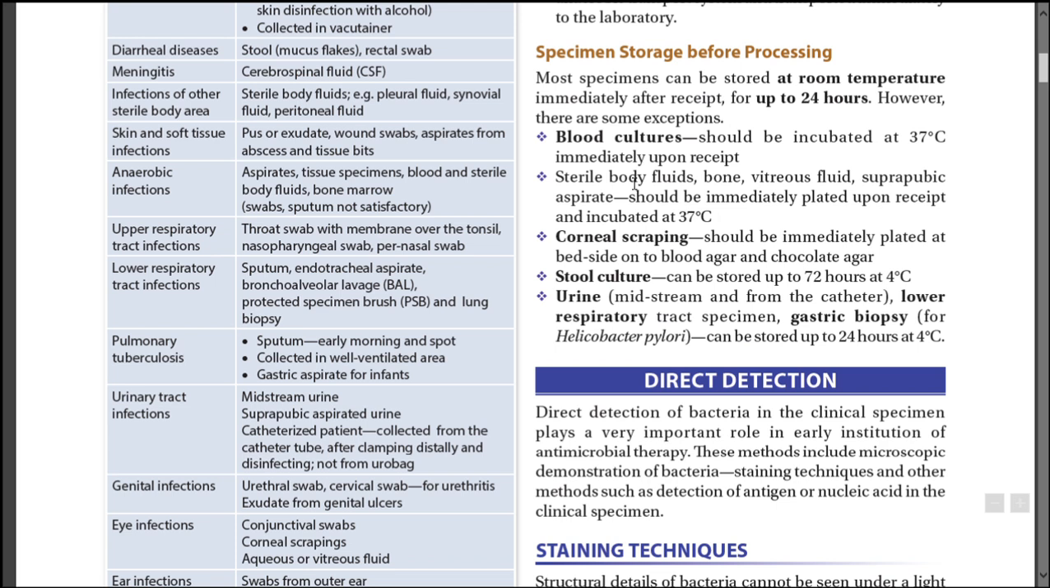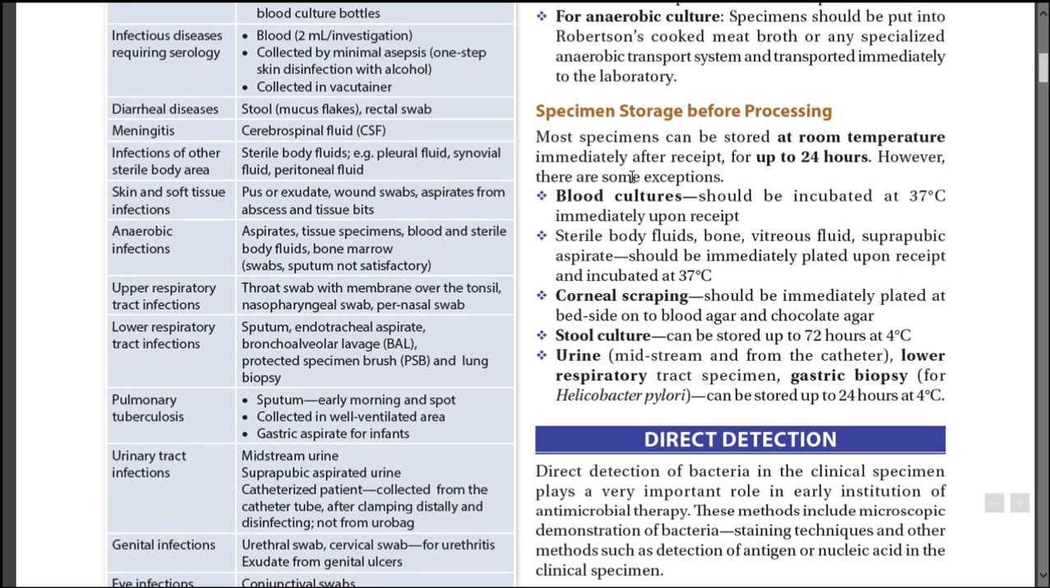Next, we want to store the specimen before processing. In the laboratory, we wait only up to 24 hours for storage. Blood cultures should be incubated at 37 degrees Celsius, and any sterile body fluids, such as vitreous fluid or suprapubic aspirate, must be sterile and should be immediately plated and incubated at 37 degrees Celsius.